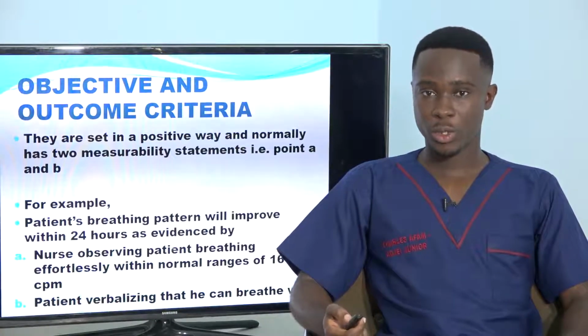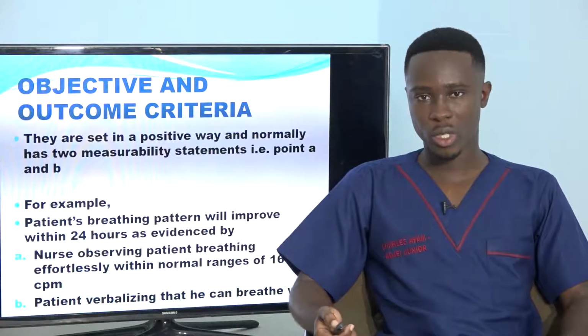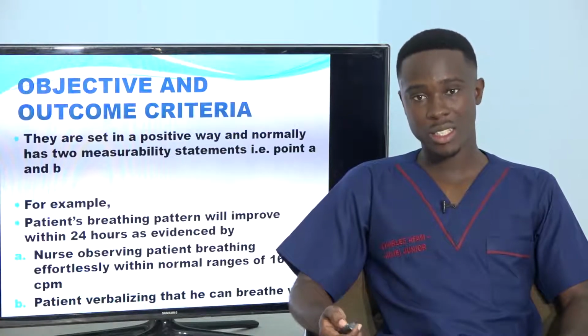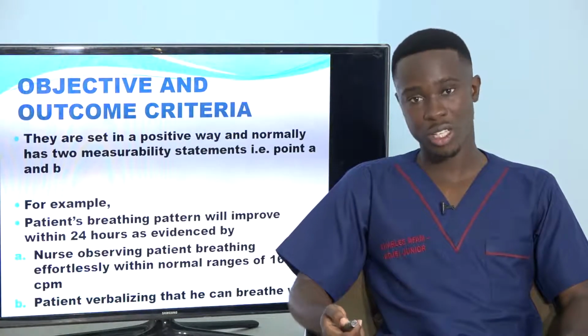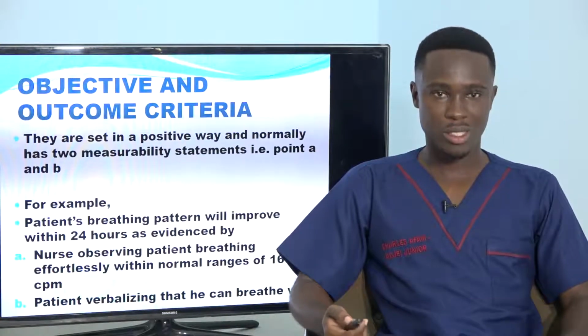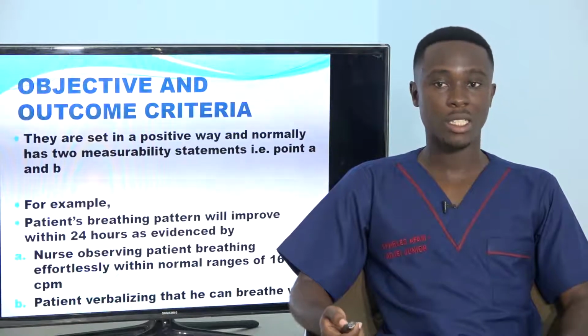So another example is patient breathing pattern will improve within 24 hours as evidenced by, then the measurability sets in. A, nurse observing patient breathing effortlessly with normal ranges of 16 to 24 cycles per minute. And also B, patient verbalizing that he can breathe well.